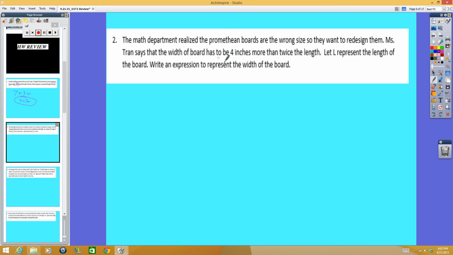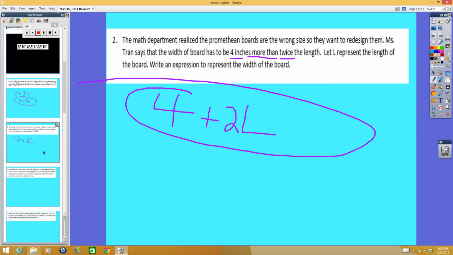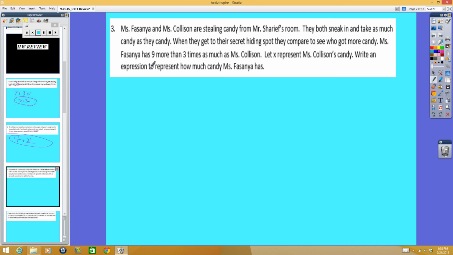Number 2. This one was a little trickier. 4 inches more than, 4 inches more than, twice. It's multiplication, actually, if you didn't know. Twice the length. So you can write that multiplication in there, but your final answer should look something like this. Alright, 9 more than 3 times Miss Collison. Here they gave us a letter from Miss Collison. So I gotta make sure I stick to that. 3, 6, 9 more than 3 times Miss Collison.